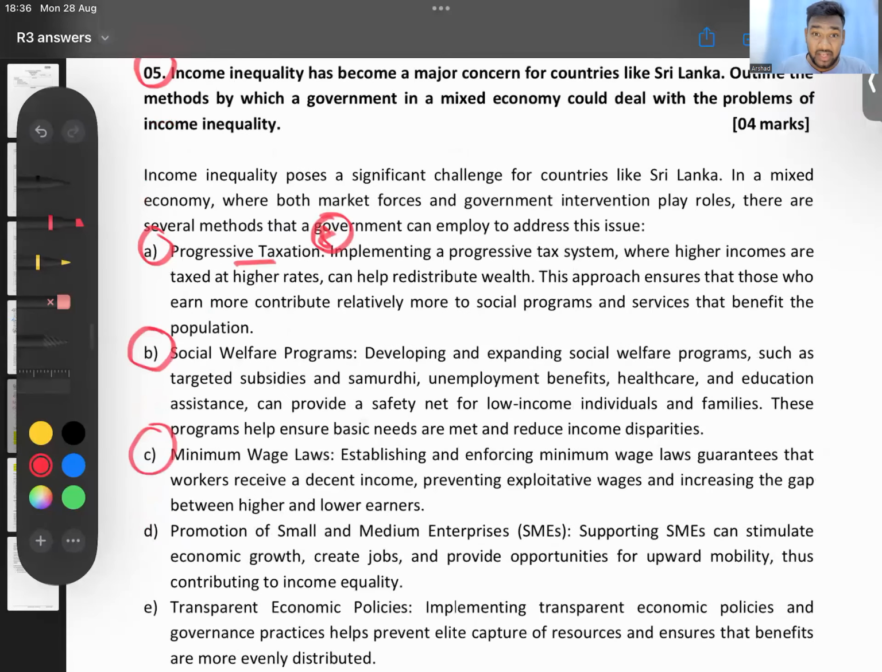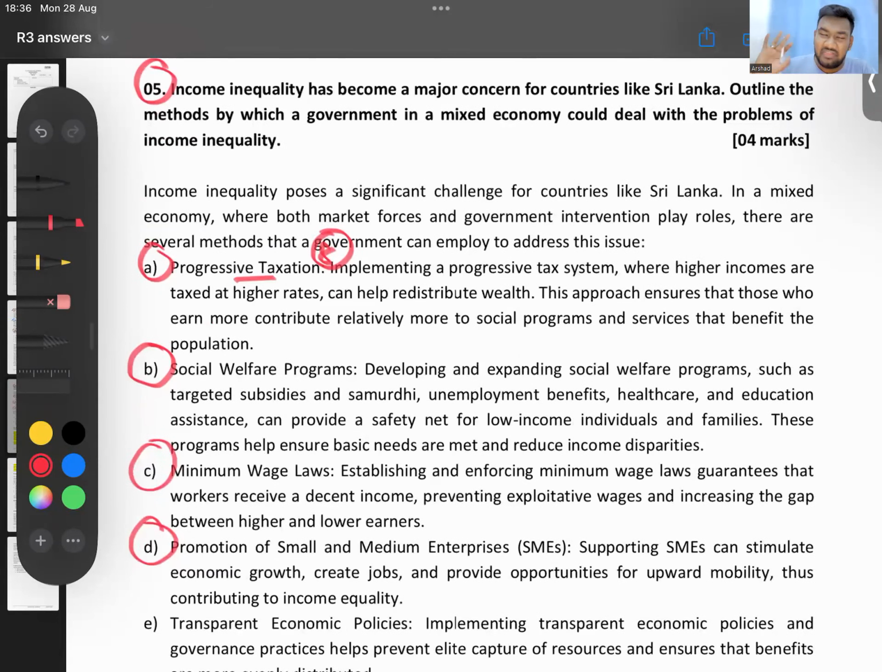Now, sometimes there are these big dominant firms, very big fellows, right? They are the ones ruling the industry and doing everything. They are the ones getting all the profits, and those people are getting richer and richer. Small firms, they can't do anything. So then what can the government do? They can take measures to promote these small and medium enterprises.